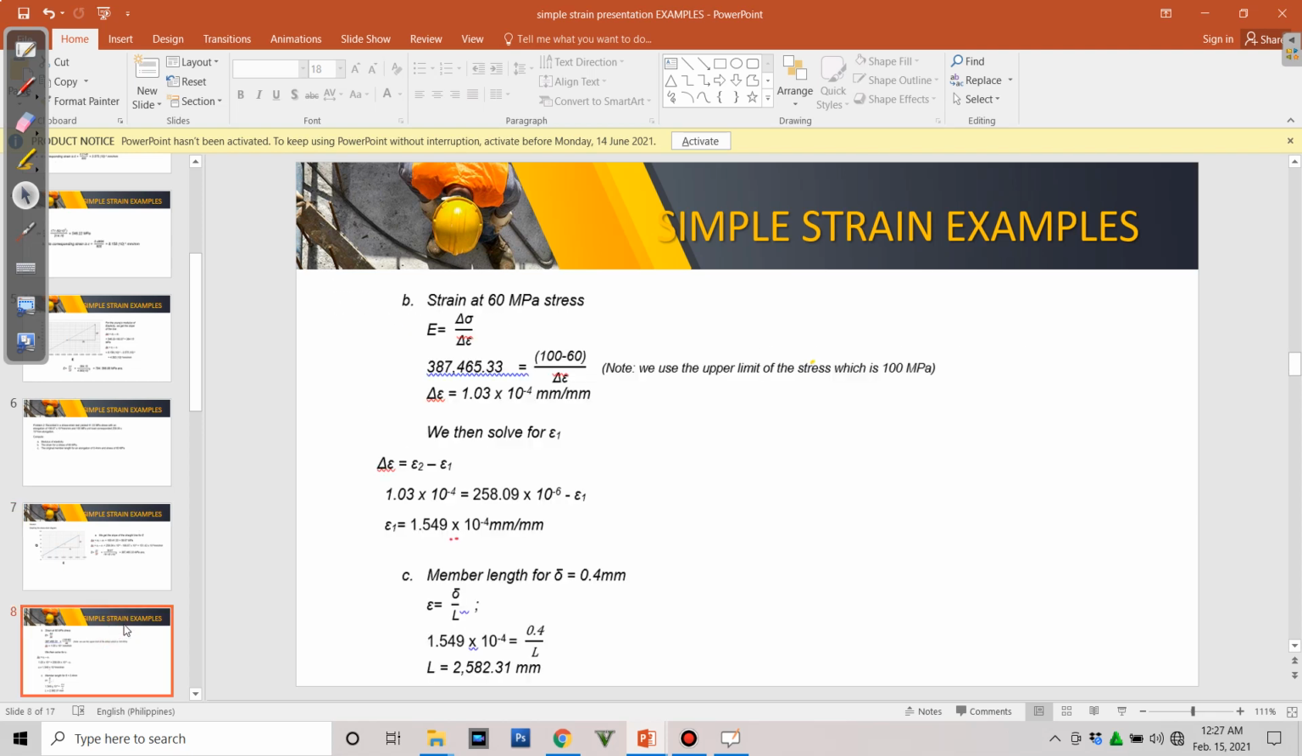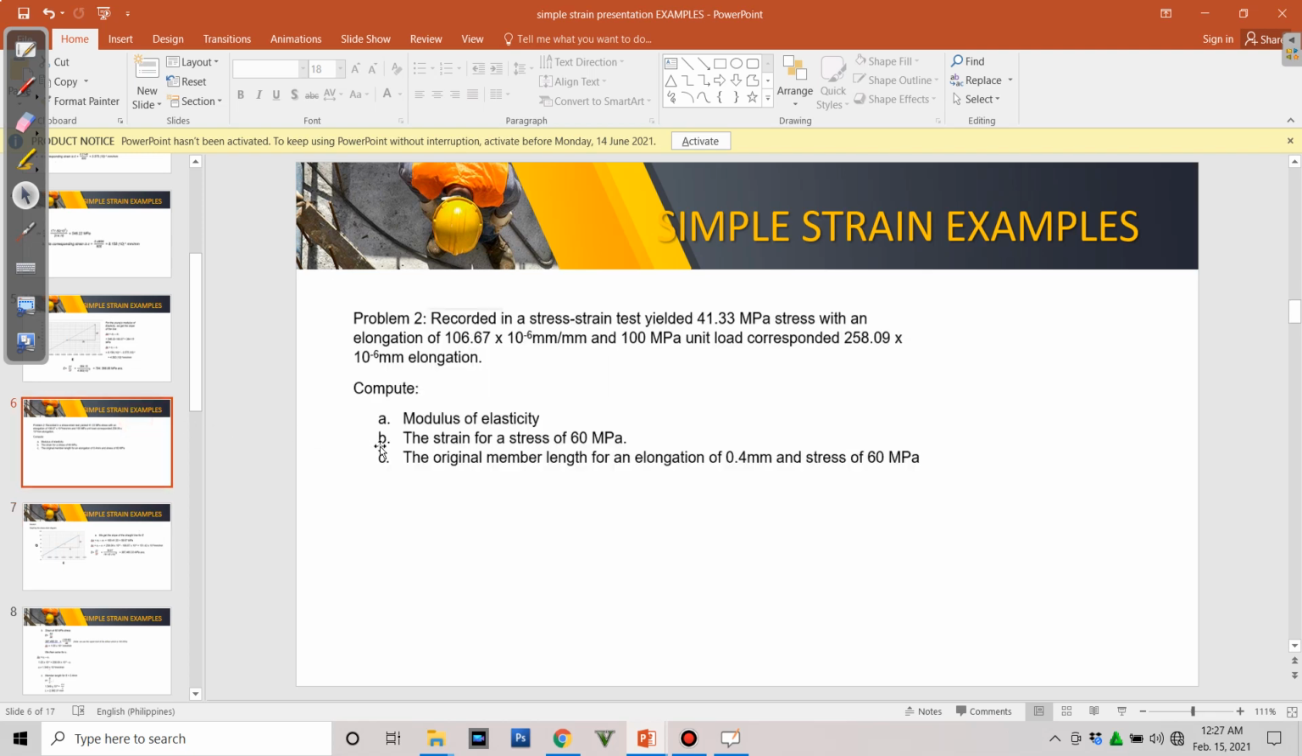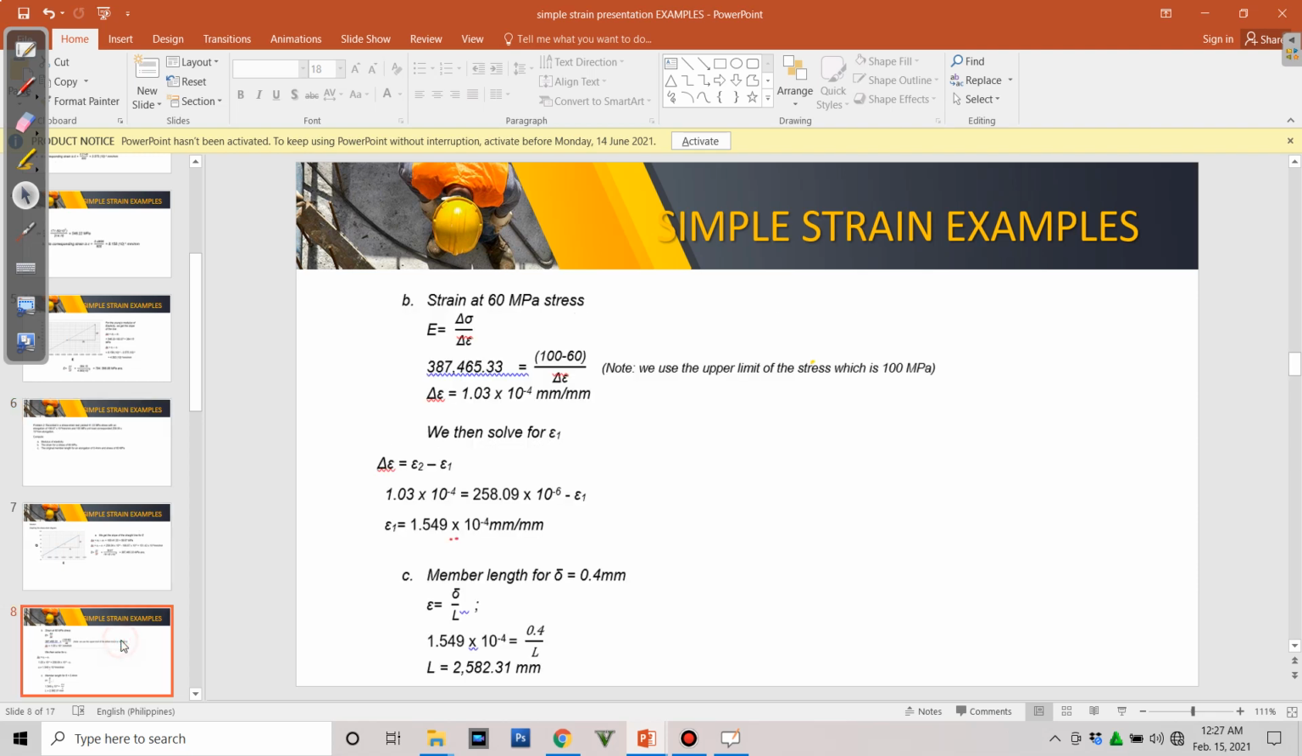To derive the strain, actually, if we could graph it appropriately, we can just project this down and then get the strain. Because the second unknown is the strain for this particular stress, so we'll just have to use the equation for accuracy.